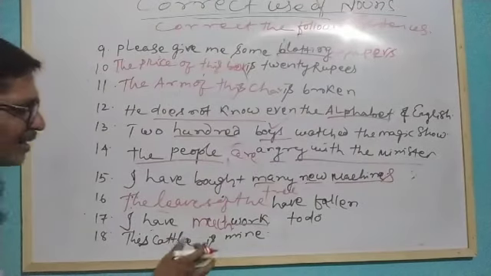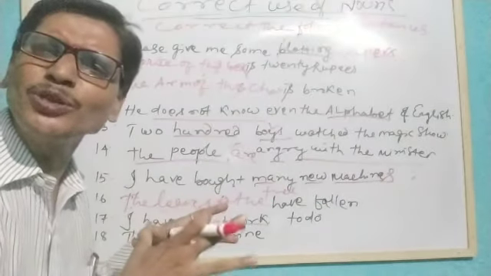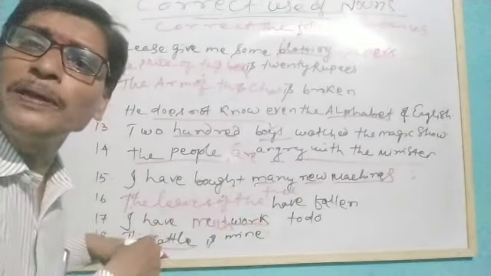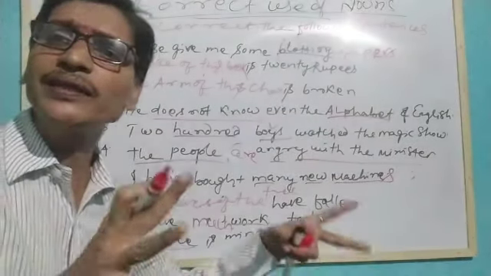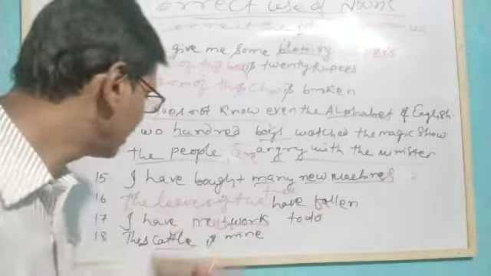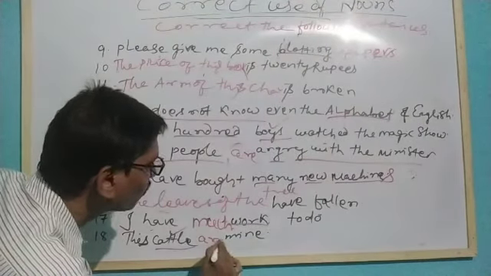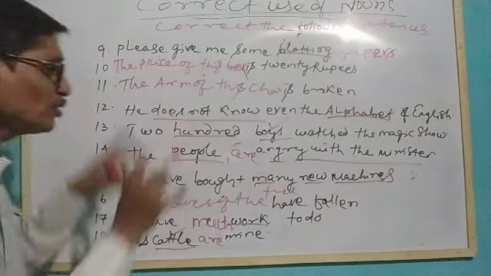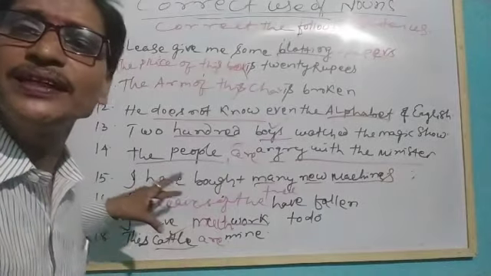This kettle is mine. You see, cattle seems to be singular in form, but it is plural in meaning and sense. A large number of cows gathered in one place is called cattle. Therefore, we cannot use is over here; we can use are. So you understood how to correct the errors in those sentences.